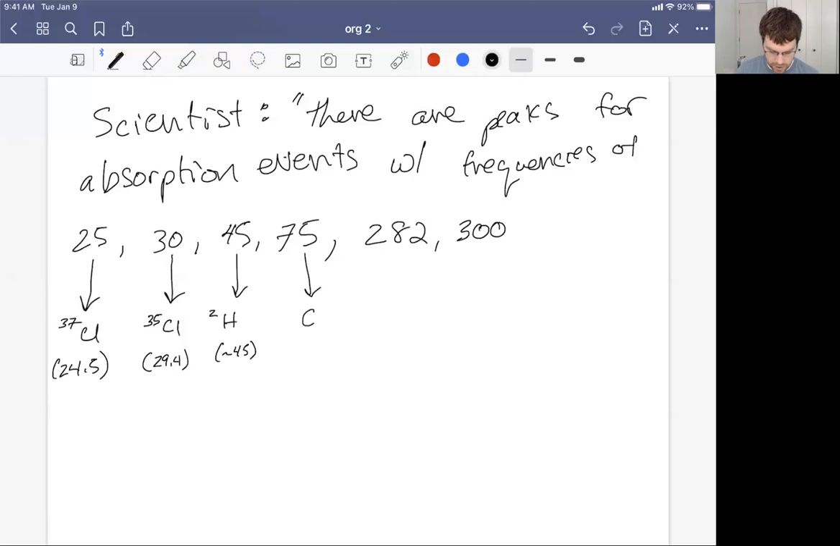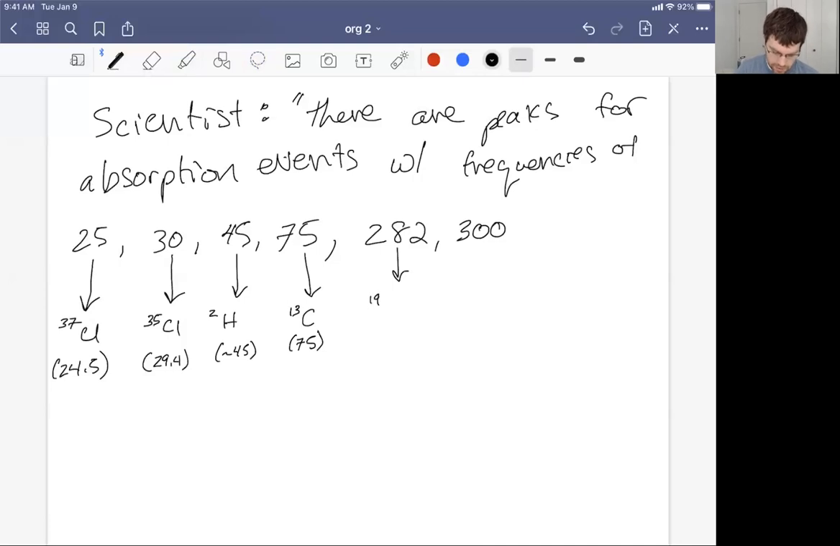75 tells us that we have carbon, which is indicated by having a carbon-13 isotope present. It's not the most abundant isotope for that carbon atom. The most abundant would be carbon-12, but that's not NMR active, so we don't see a peak for that. Rather, we see a peak for its less abundant isotope, carbon-13.